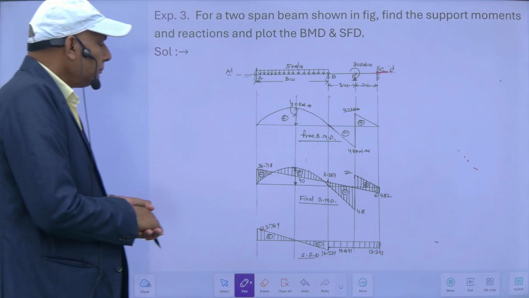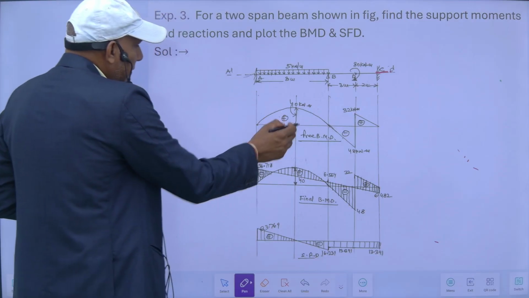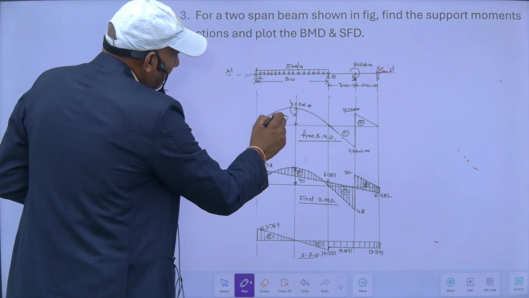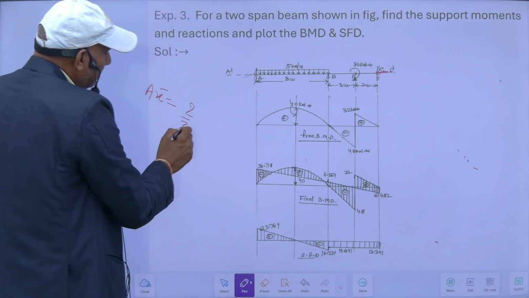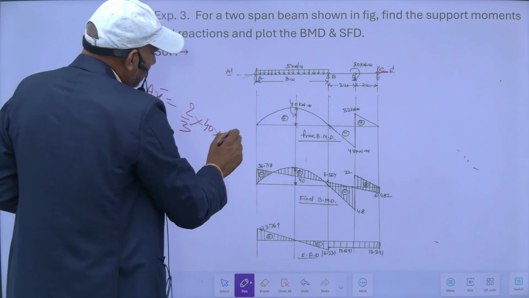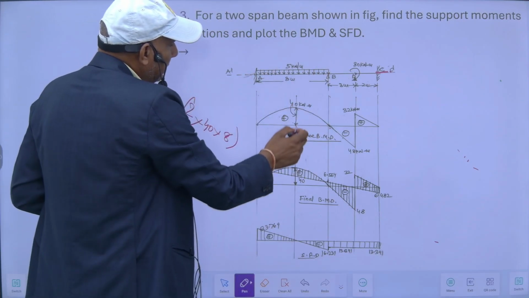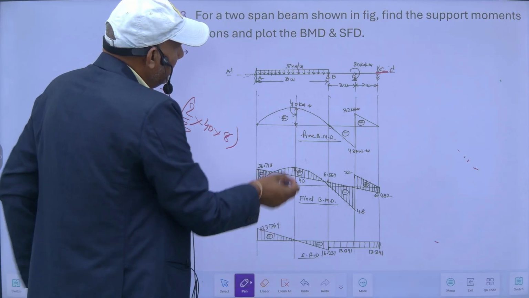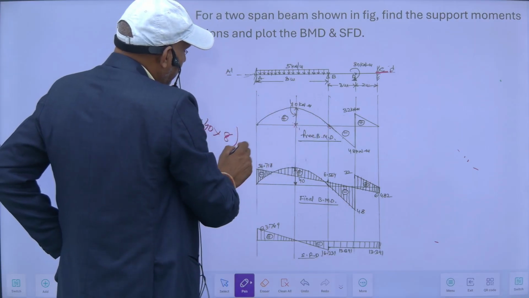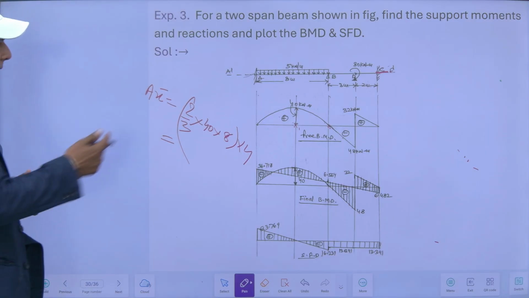Now the area of this, A x bar for this portion, what is the area? It will be 2 by 3 of this ordinate into this length. This is the area, and if I treat these two spans, then x bar will be same in both the cases. Since this is symmetrical, it will be 4. So this way I will get A x bar. This area is 0.